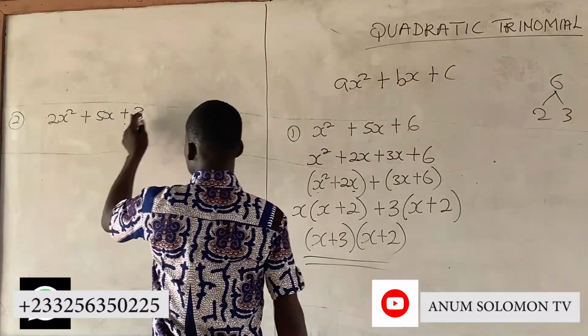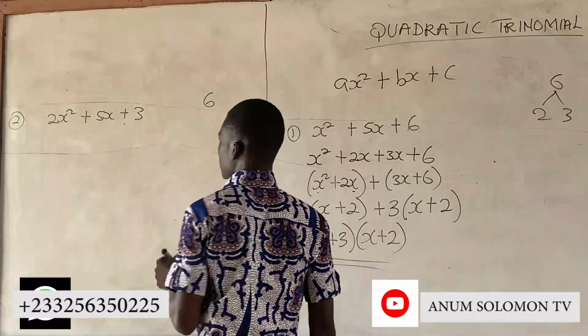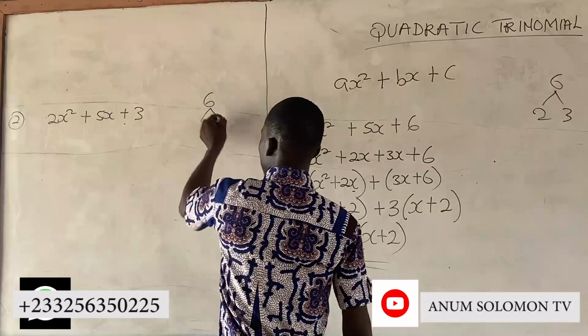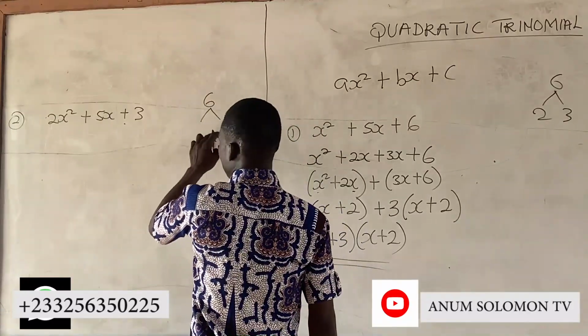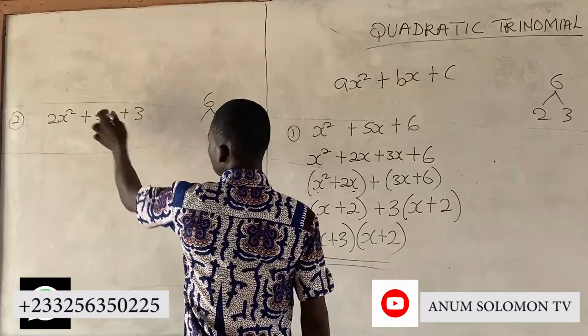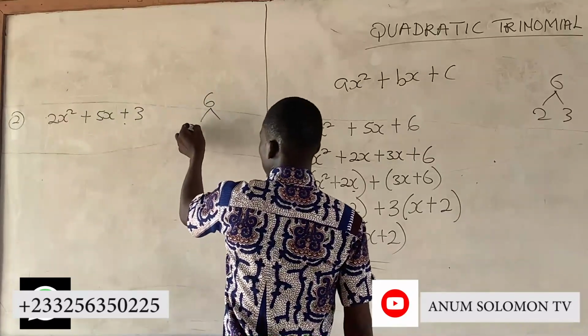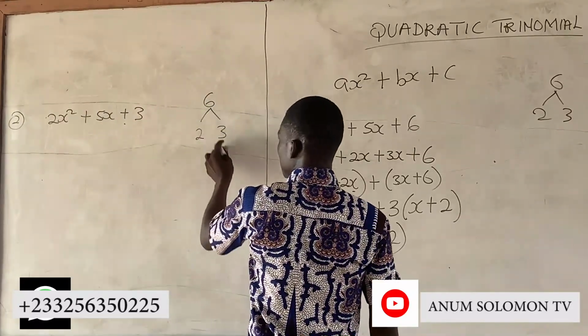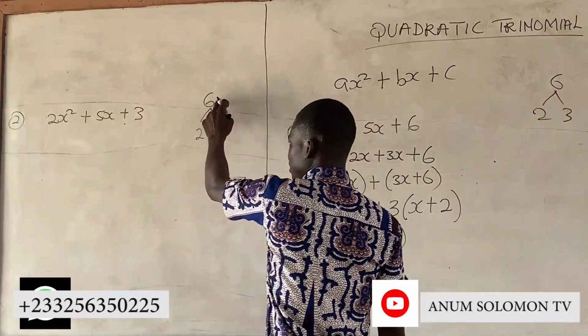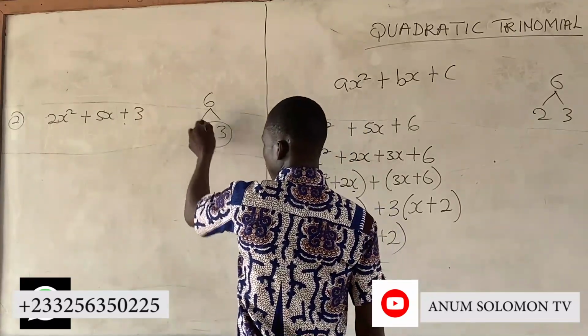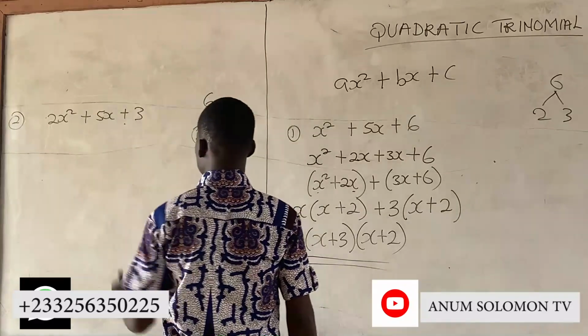That's 2 times 3. We get what? 6. Now find the factors of 6 that will add up to 5. So the factors will be 2 and 3. 2 plus 3 is 5, and 2 times 3 is 6. Meaning these two factors can fit into this expression.